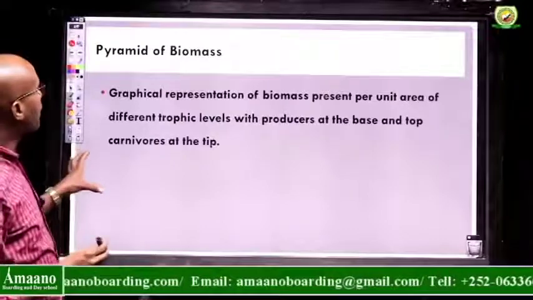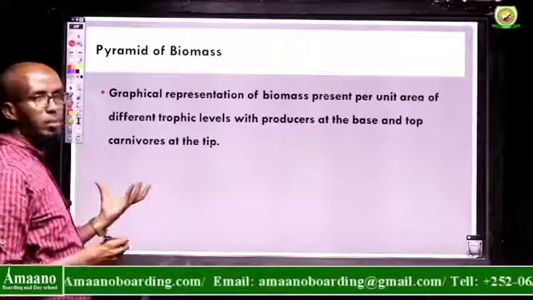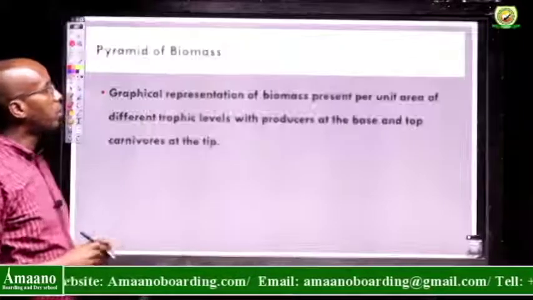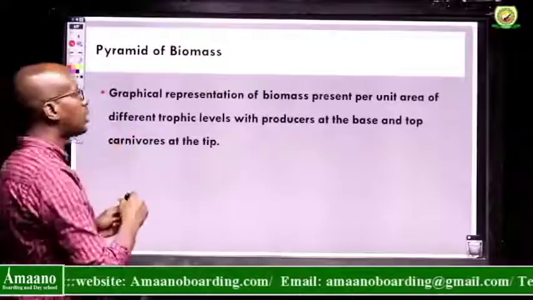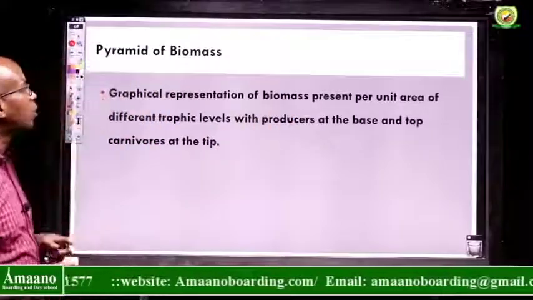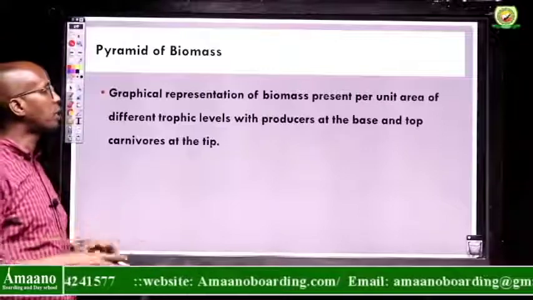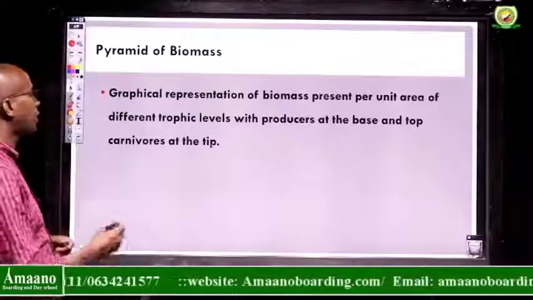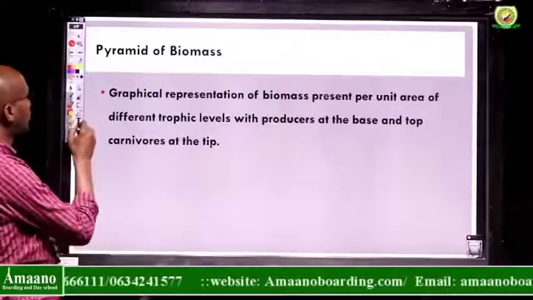A pyramid of biomass, like a pyramid of number, is a graphical representation, but instead of number, we now have the biomass present per unit area of different trophic levels, with producers at the base and carnivores at the tip.